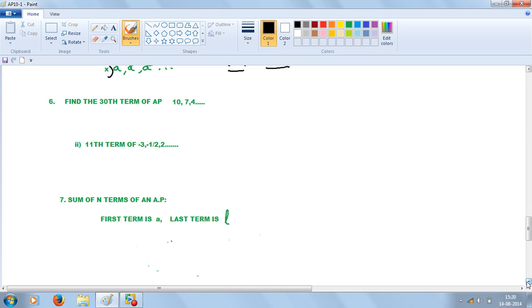So we'll go to the next problem. Problem number 6. Find the 30th term of an arithmetic progression. It is 10, 7, 4, and so on.